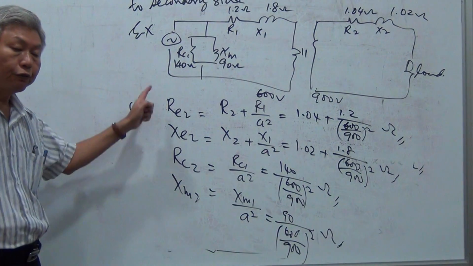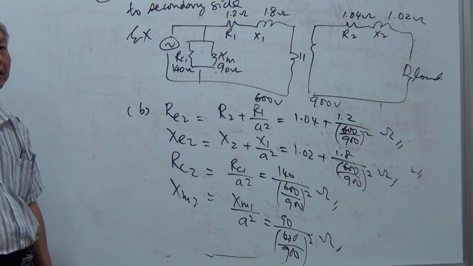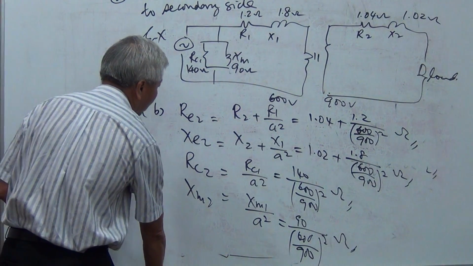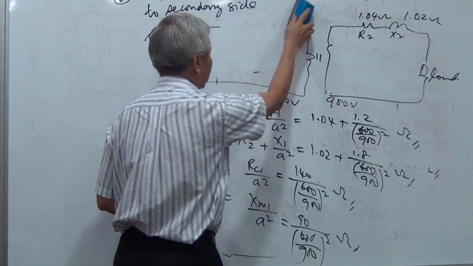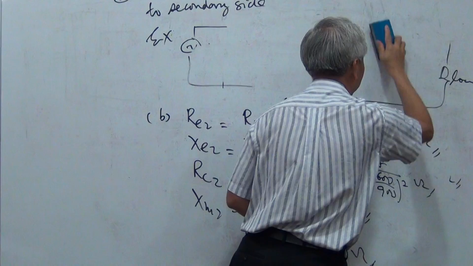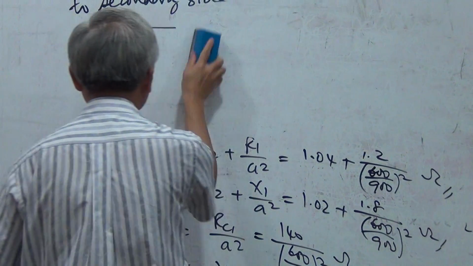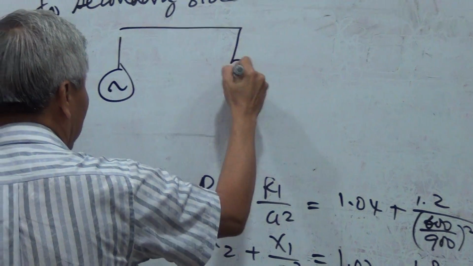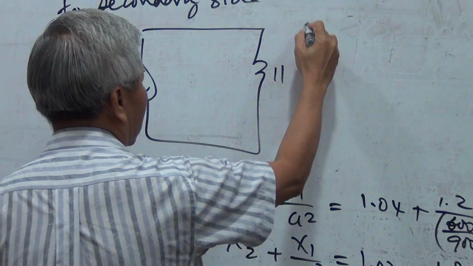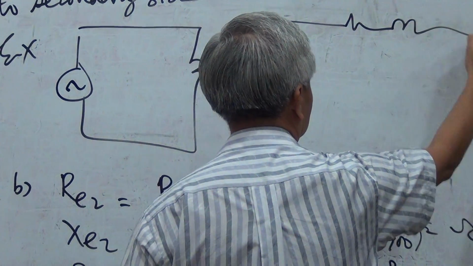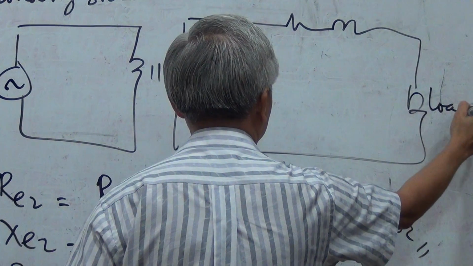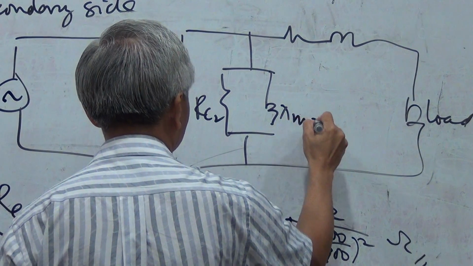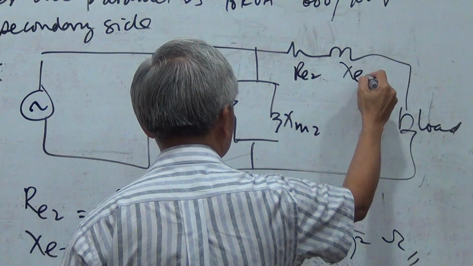Okay, so that is called referring parameters to the secondary side. Okay, and if you are asked to draw the diagram, then the diagram will be this, all disappear and they all move to the secondary side. So if you were asked to draw the diagram, it will become like this. Primary side, everything disappeared. Secondary side. So this is called RC2, XM2, RE2, and XE2.